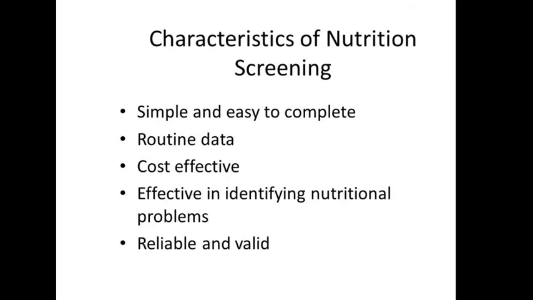And what are the characteristics of nutritional screening? As we said earlier, it is simple and easy to complete, and it requires routine data. It doesn't require any special data, for example familial history of any disease. It is routine data, collected as part of routine habits. It is also cost effective, meaning no experts are required and no calculations are needed. It is effective in identifying nutrition problems, and it is reliable and valid.